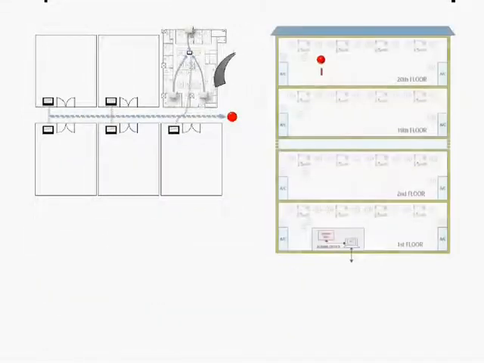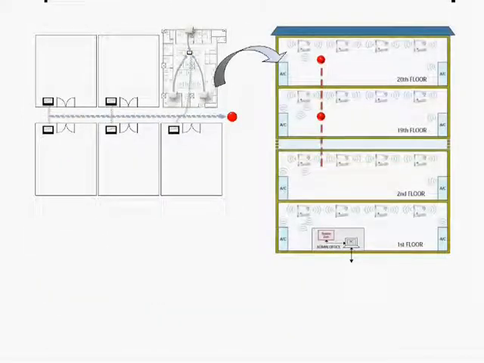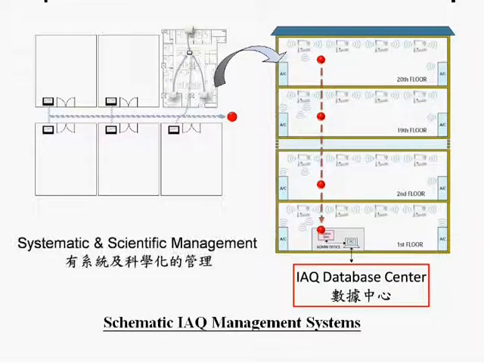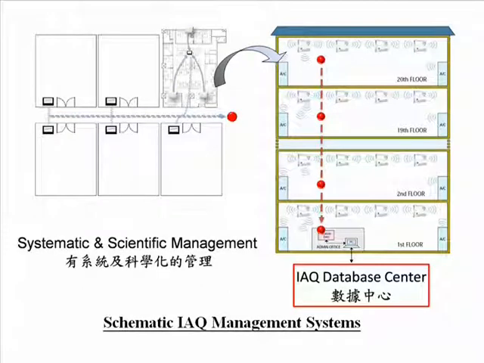And the IAQ data are transmitted wirelessly directly to the building surface computer. From the building surface computer, the data can be transmitted to the database center as individual data and as IAQ profiles. And this database is what you need for scientific and systematic management of indoor air quality.